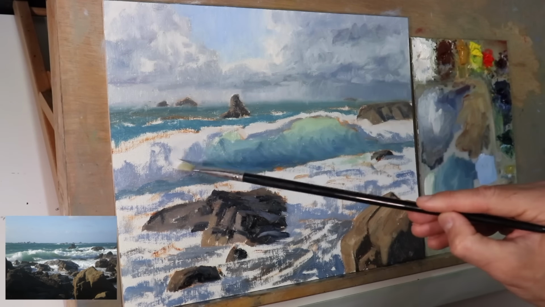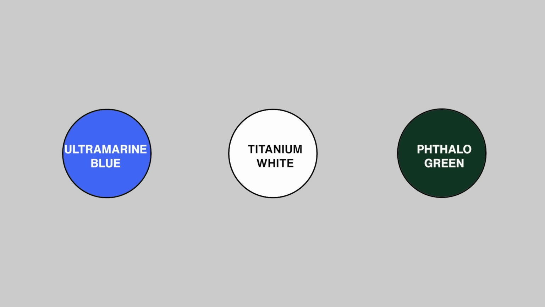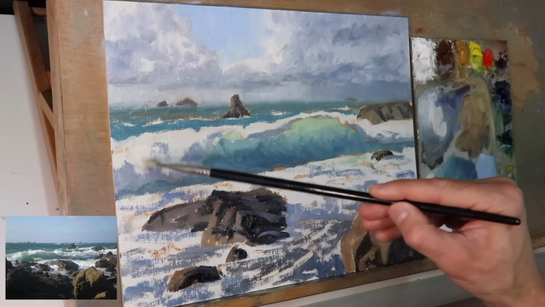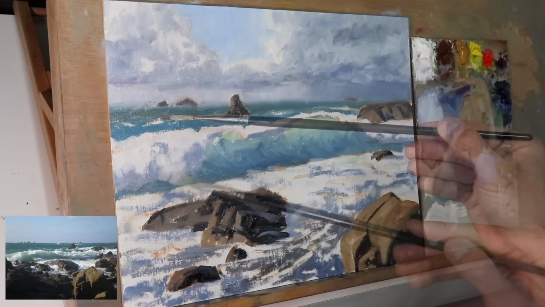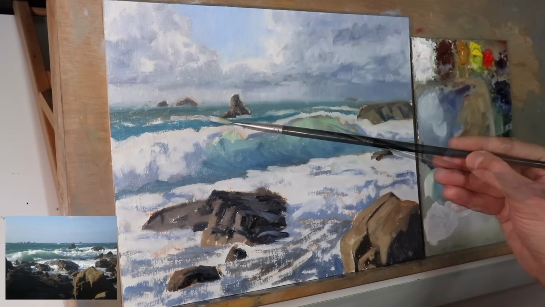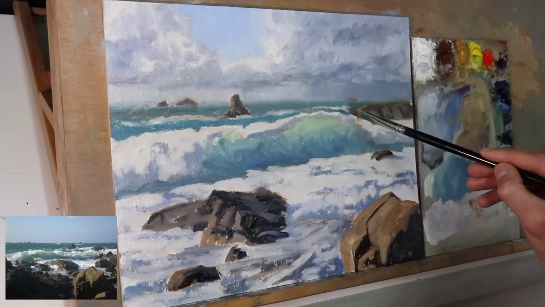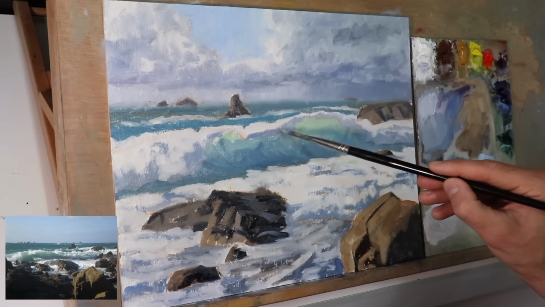For the sky, I used a mix of ultramarine blue with some titanium white and just a little bit of phthalo green, so that's just going to add a green element to it. Ultramarine blue actually has a red undertone to it, so adding the phthalo green is just going to make the sky a bit more of a rich blue. But you've got to be careful to make sure that the sky is not too saturated either.